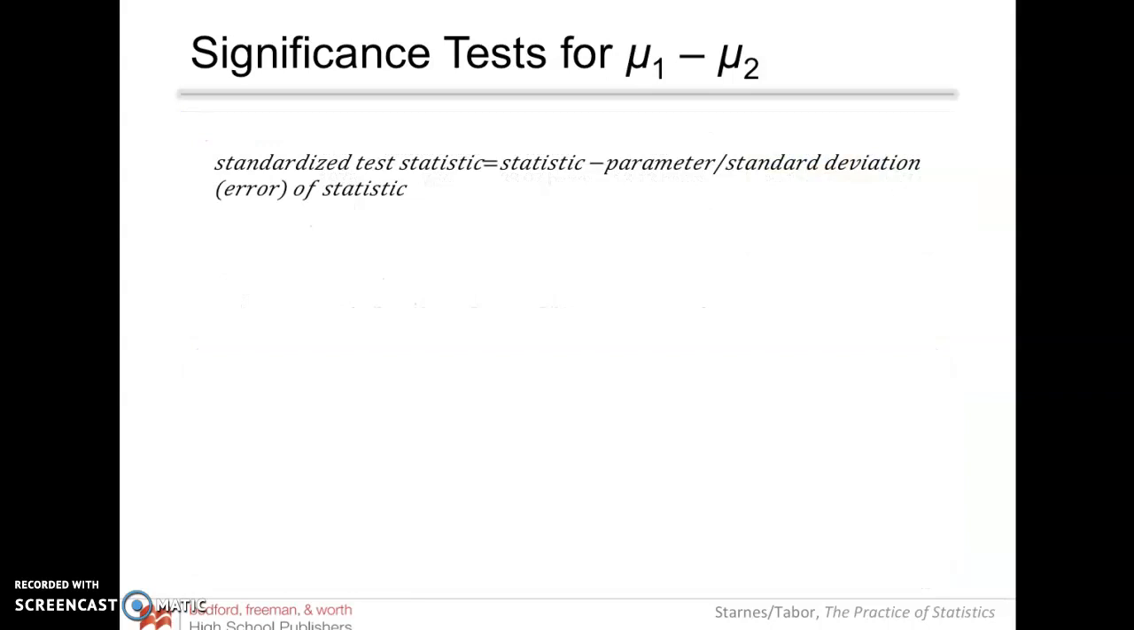Our general formula is that the standardized test statistic is equal to the statistic minus the parameter divided by the standard deviation.